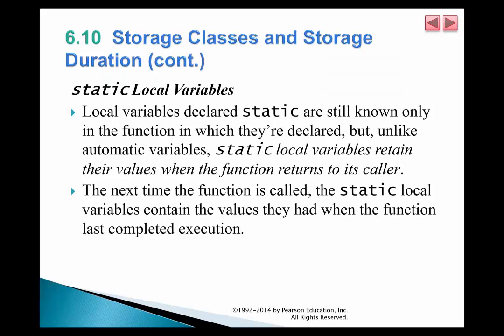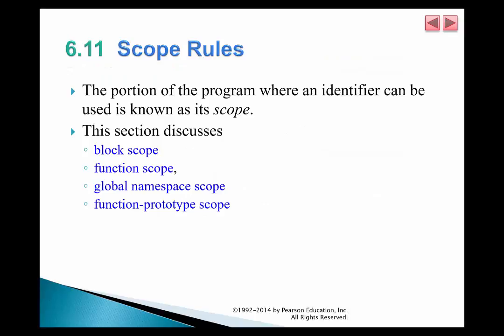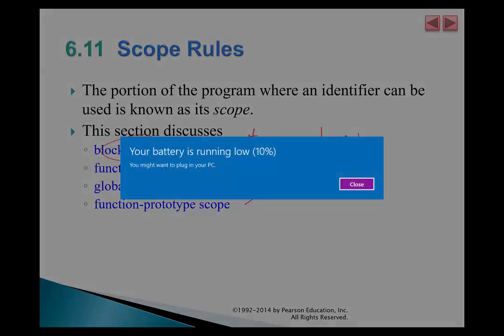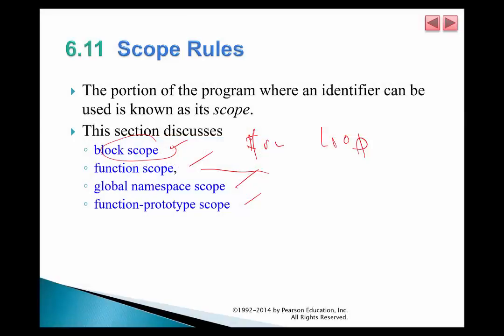I'm not going to get into external and static. Block scope, function scope, global scope, function prototype scope. These are the types of scopes you can have. Block scope is, say, in a for next loop. Function scope is within a single function. Global means that it's declared outside any functions and known anywhere. And the function prototype scope, I've never used that.